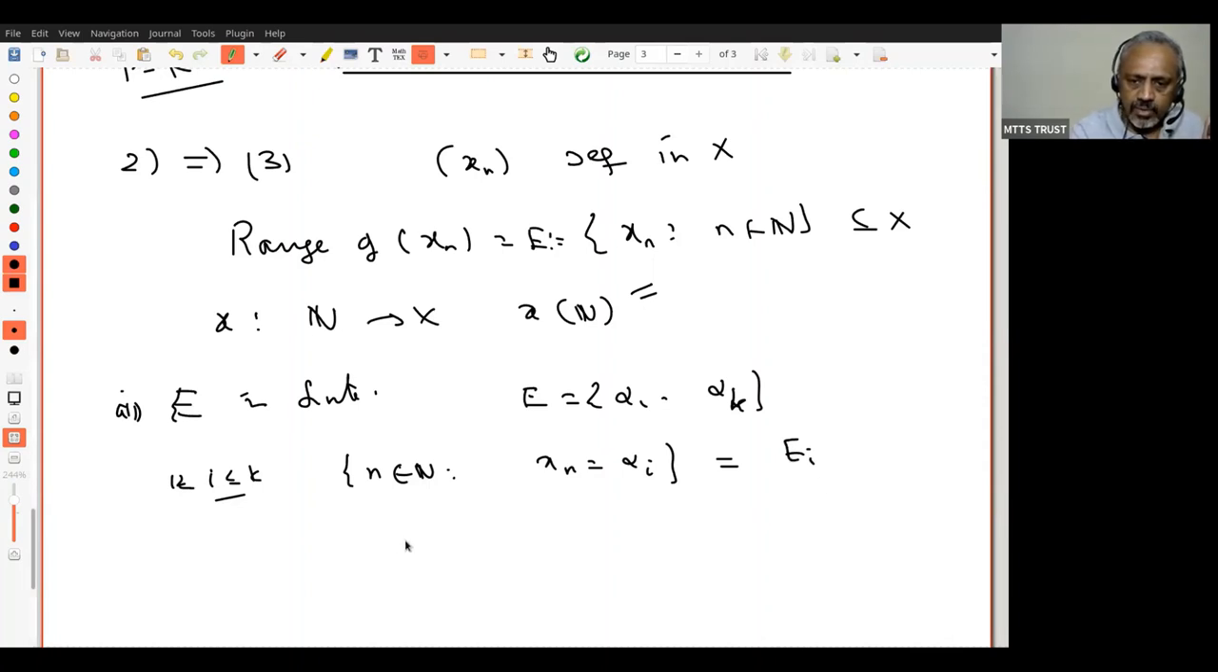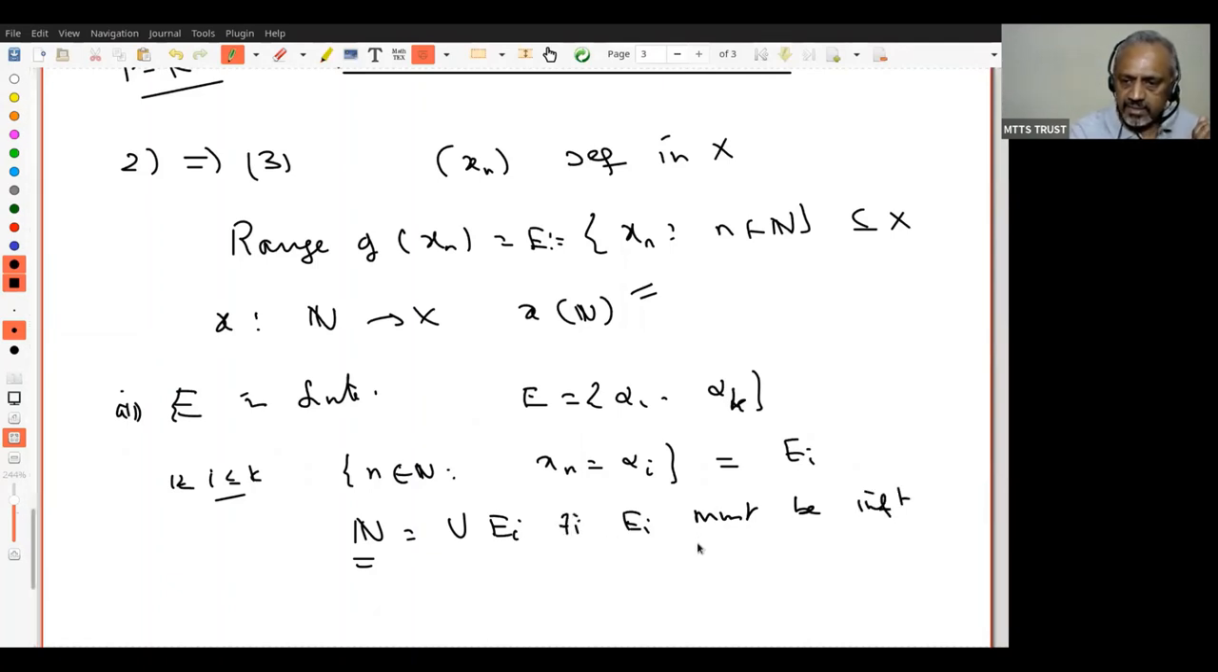Now what do I know about this? The set of natural numbers N is the union of the E_i, because every natural number has this property: x_n must be one of alpha 1, alpha 2, ..., alpha k. Therefore each n belongs to this, and this is a disjoint union, because alpha 1 to alpha k are all distinct. Therefore x_n cannot be alpha_i as well as alpha_j for i not equal to j. Therefore this is a disjoint union, and N is an infinite set. Therefore what do I get? Therefore at least one E_i must be infinite. At least one.